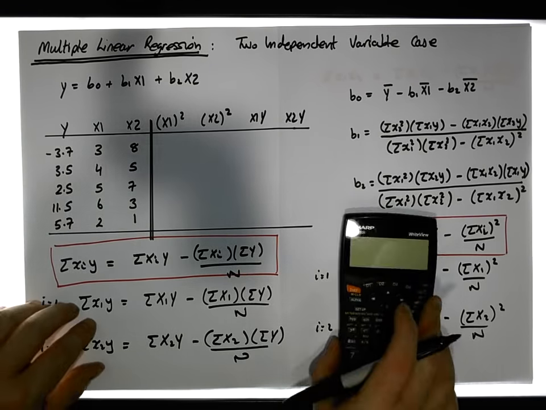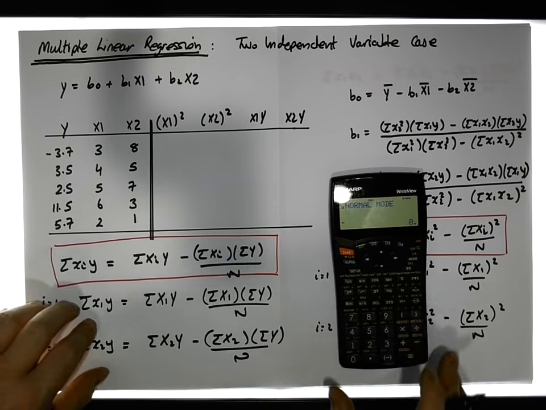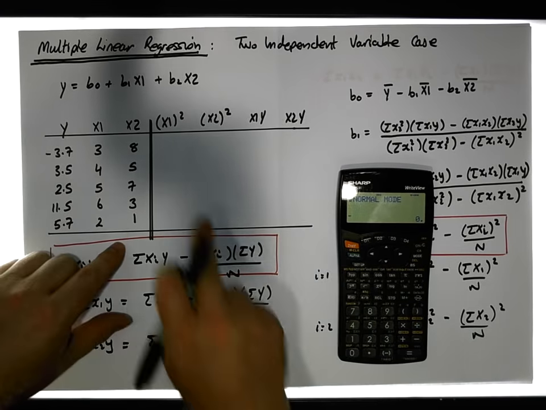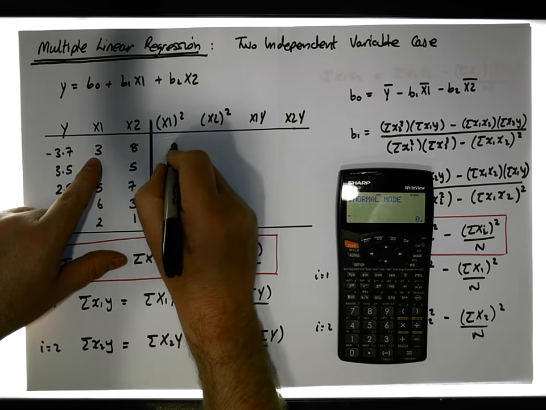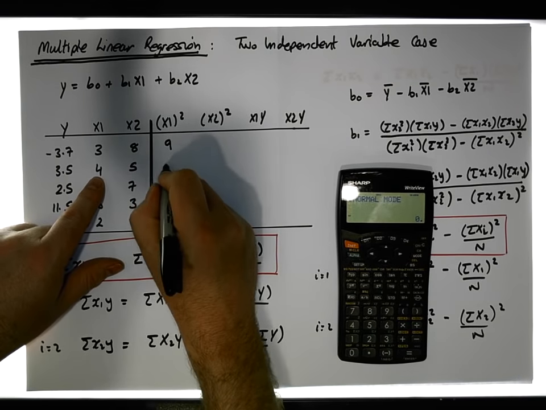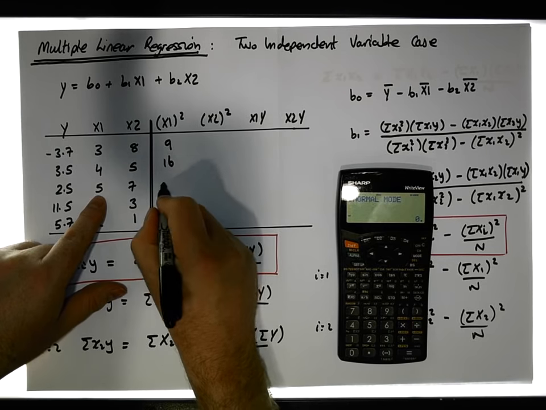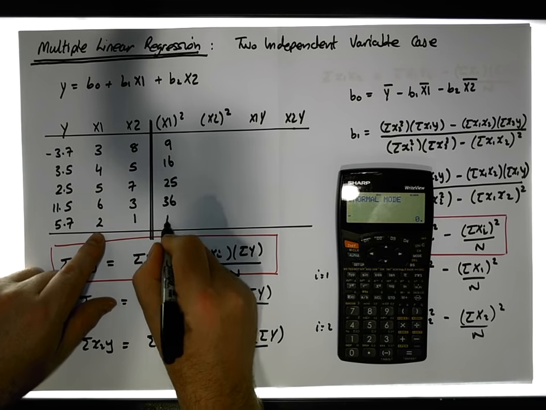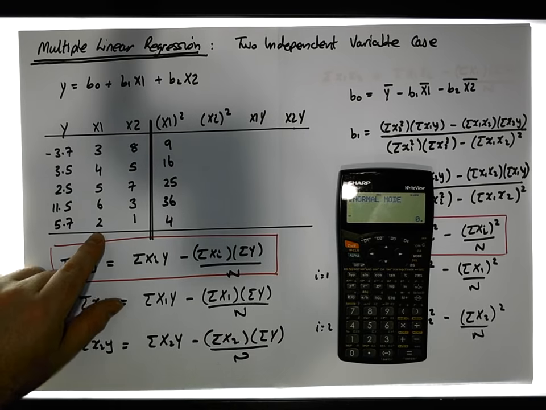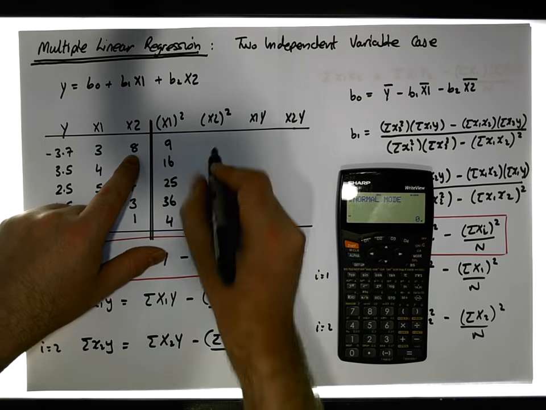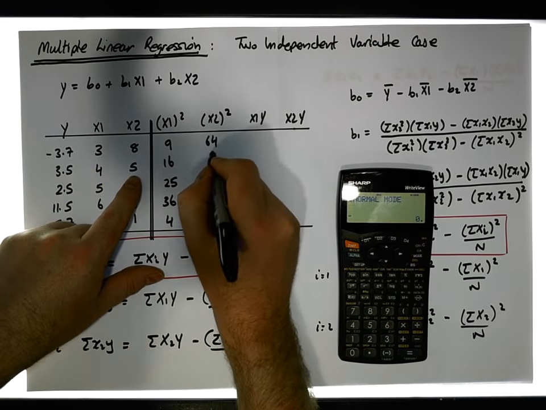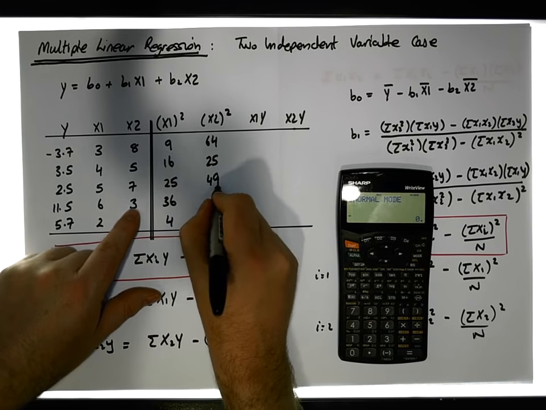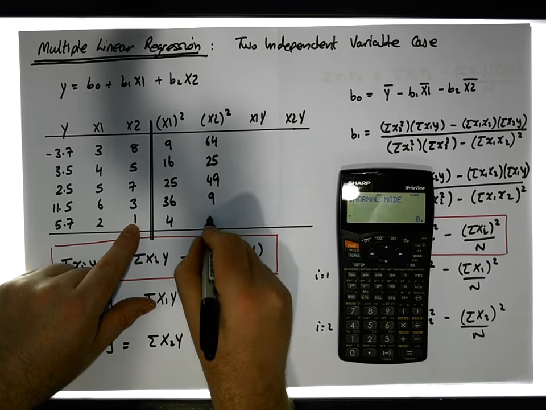Let me do these here. I'll make sure I have my calculator so that we have precision. The x1 variable squared: 3 squared is 9, 4 squared is 16, 5 squared is 25, 6 squared is 36, and 2 squared is 4. The x2 variable squared: 8 squared is 64, 5 squared is 25, 7 squared is 49, 3 squared is 9, and 1 squared is 1.